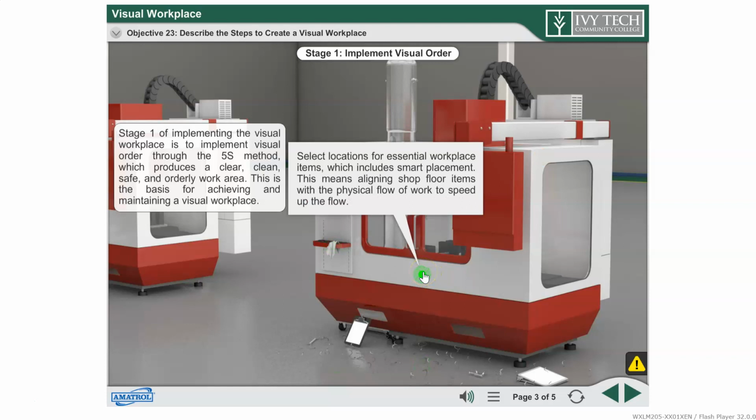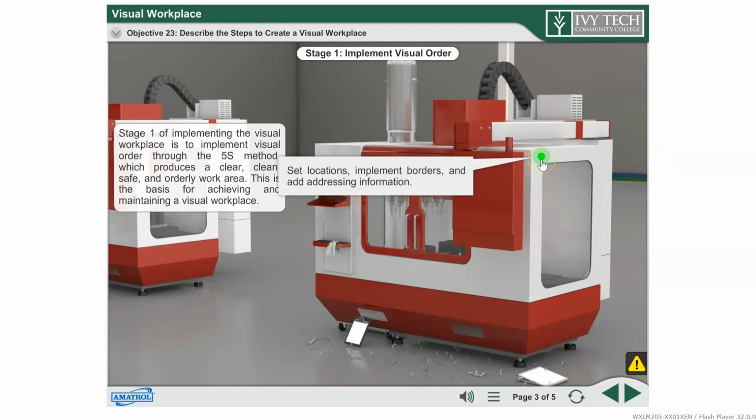Select locations for essential workplace items, which includes smart placement. This means aligning shop floor items with the physical flow of work to speed up the flow. Set locations, implement borders, and add addressing information.